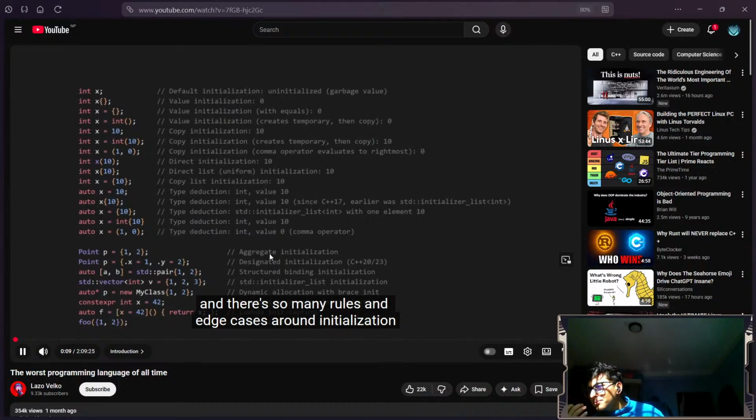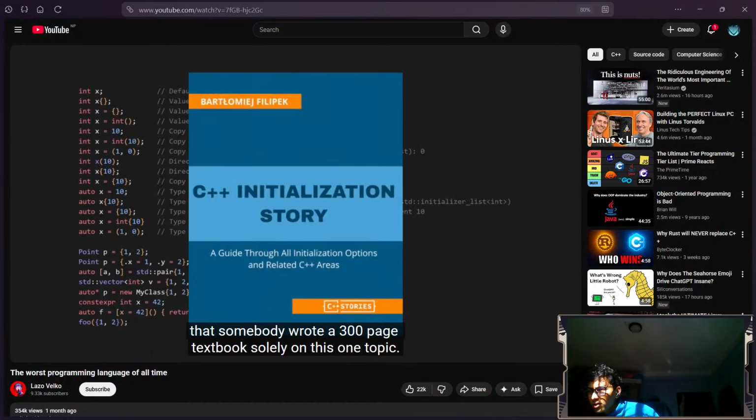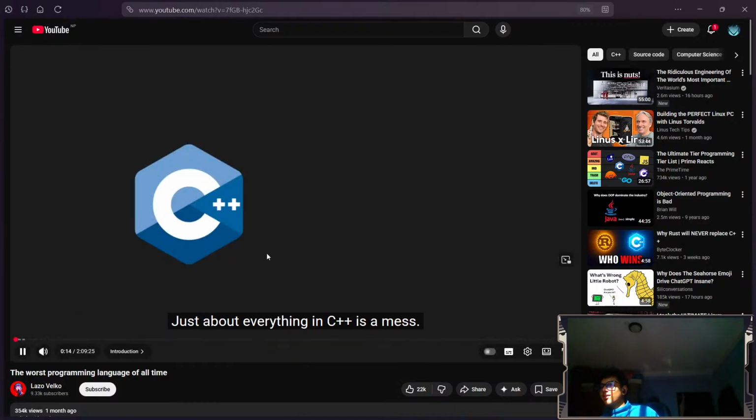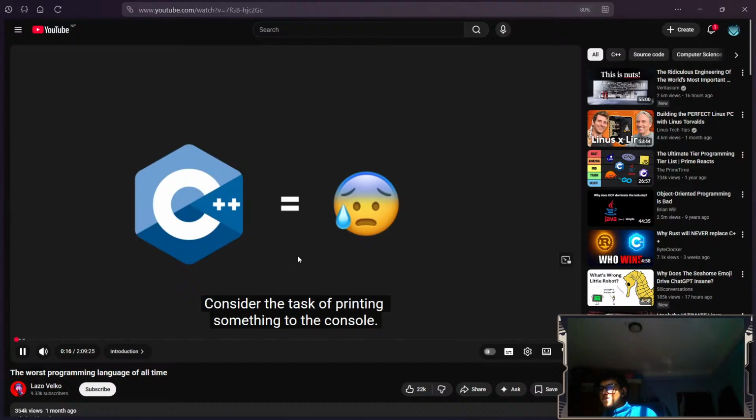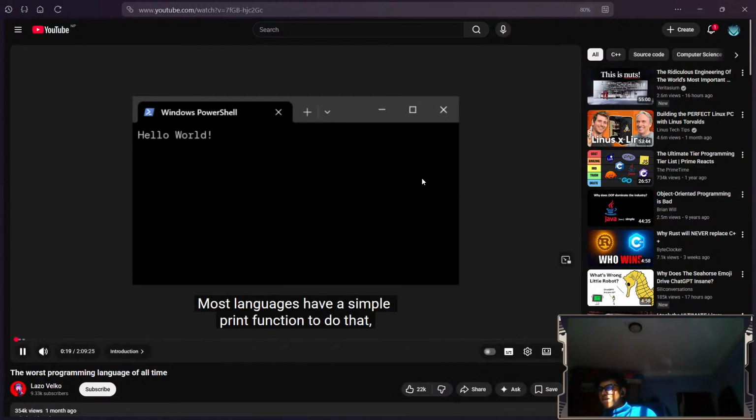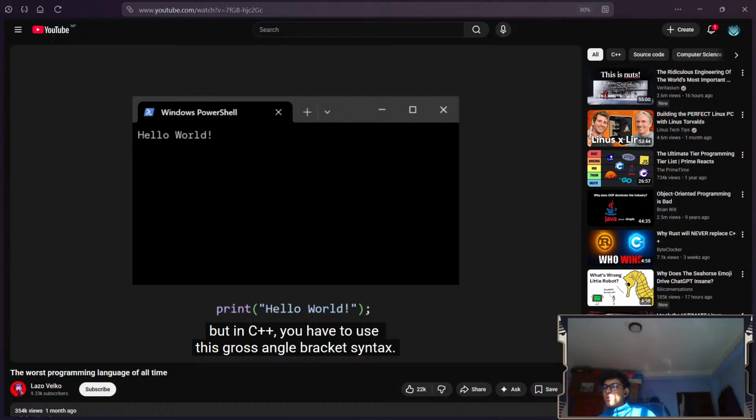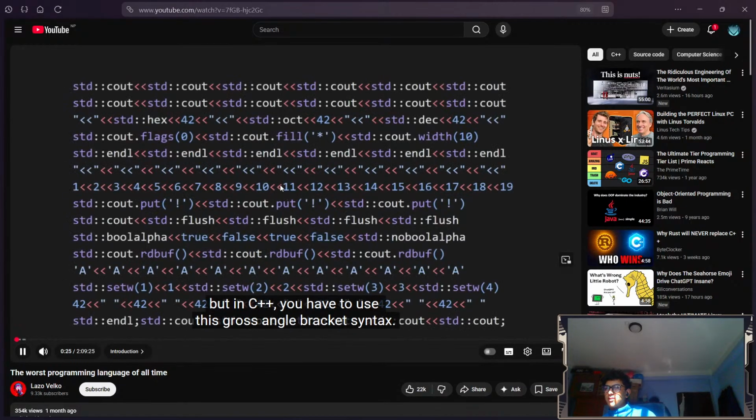Cases around initialization that somebody wrote a 300-page textbook solely on this one topic. Just about everything in C++ is a mess. Consider the task of printing something to the console. Most languages have a simple print function to do that, but in C++, you have to use this gross angle bracket syntax.